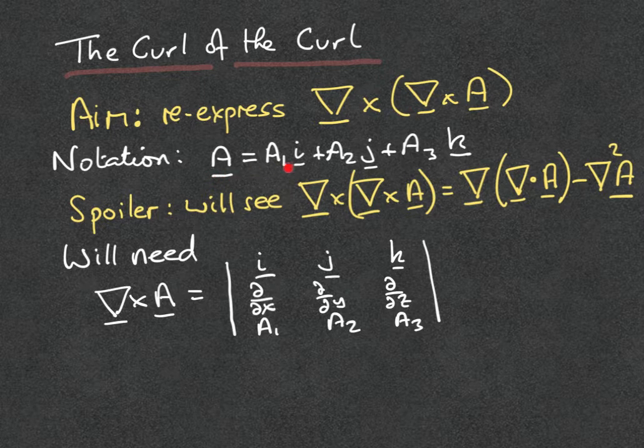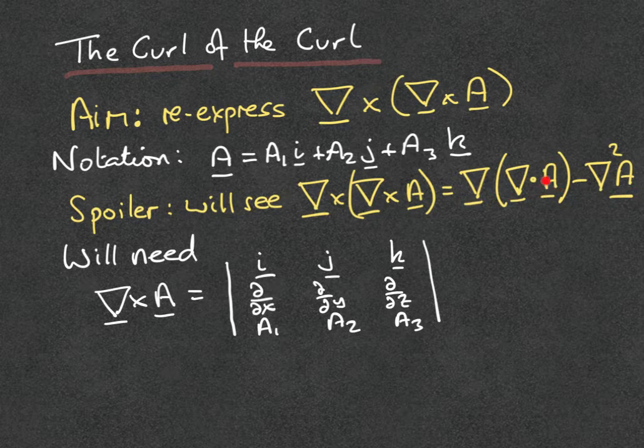The notation that we're going to use is that our vector field A has component A1 in the I direction, component A2 in the J direction, and a component A3 in the K direction. And the result that we're going to obtain is that the curl of the curl is equal to the gradient of the divergence minus the Laplacian acting on the vector field. So let's just think about what this means before we get stuck into the calculations.